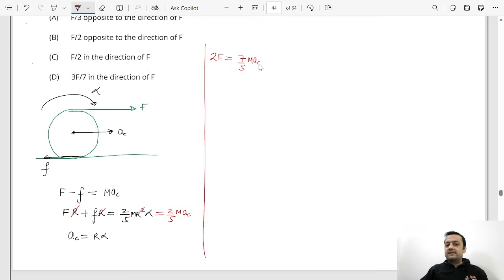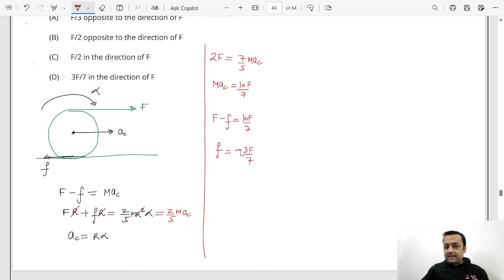So what is the value of M A_C that we get? We get that as 10F/7. And if I put the value of M A_C here, 10F/7, you can see capital F minus small f becomes 10F/7. So friction has automatically come out as minus 3F/7.